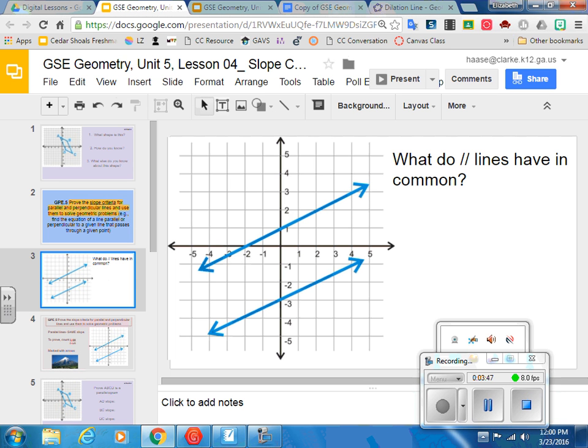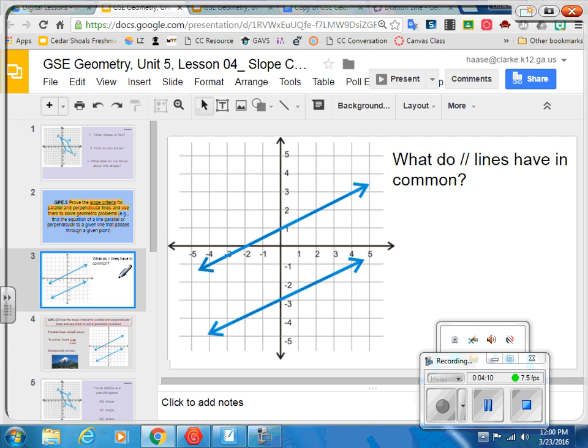So we're going to look at these. First off, does this look like the first box on your notes? Yes. All right. What do these parallel lines have in common? But how do you know? Same slope. What do you mean, same slope? Same slope, different line. Okay, so hold on. What is the slope? How do I get the slope? I have to count that rise over run.